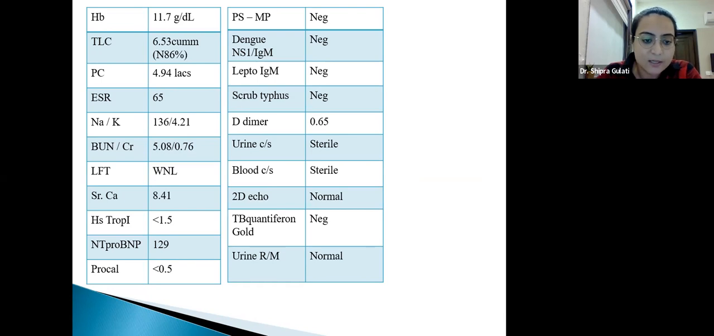Serum calcium was 8.41. HS troponin was less than 1.5, NT-proBNP was 129, serum procalcitonin was normal, PS for malarial parasite was negative, dengue NS1, IgM, leptospira IgM, scrub typhus were all negative, D-dimer was 0.65, urine routine and culture were normal, blood culture was sterile, 2D echo was normal and TB Quantiferon Gold was negative.